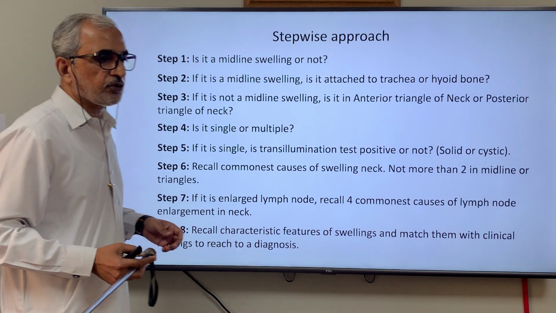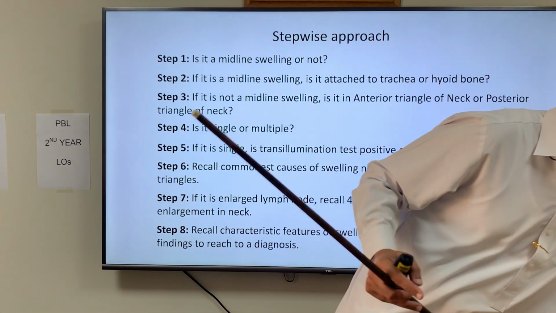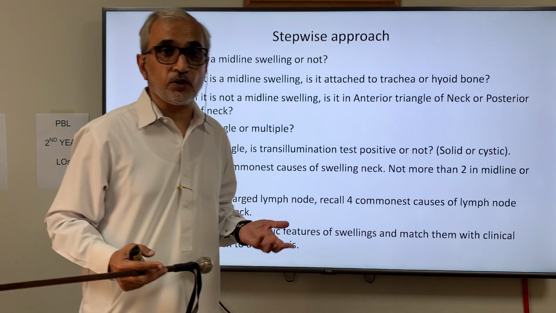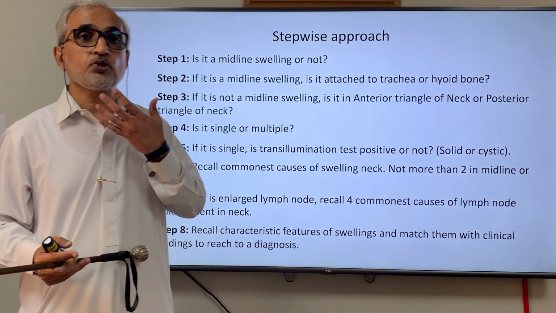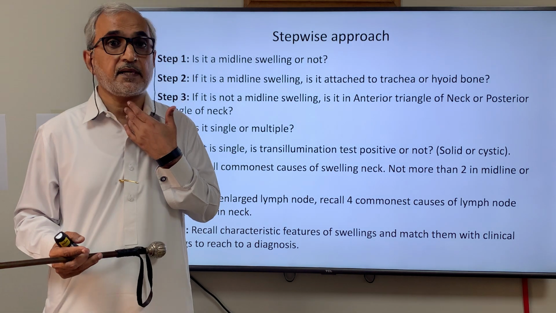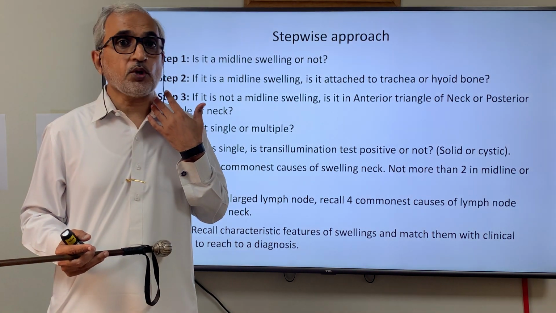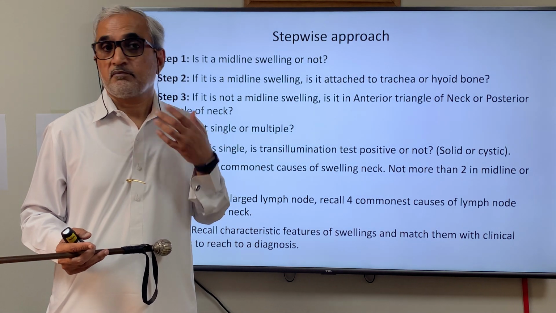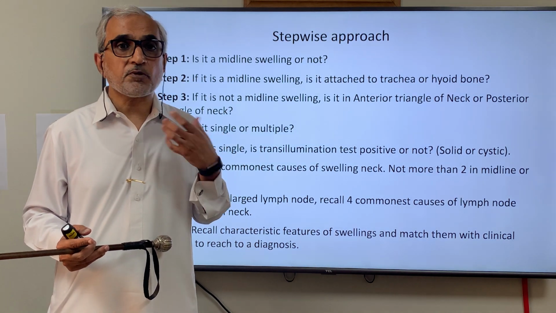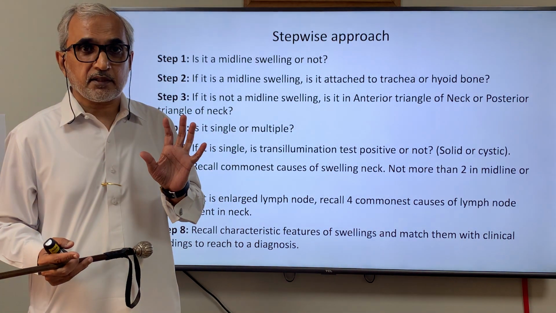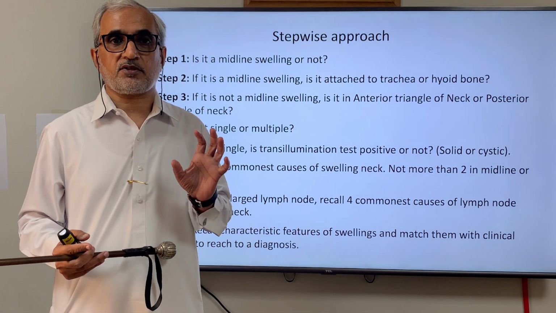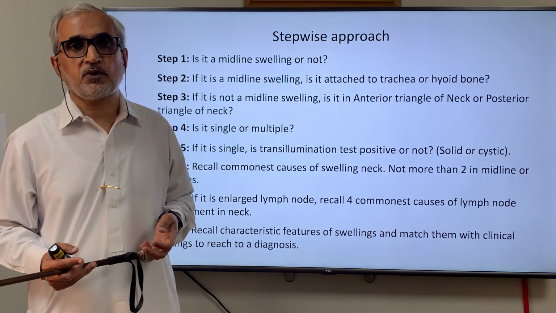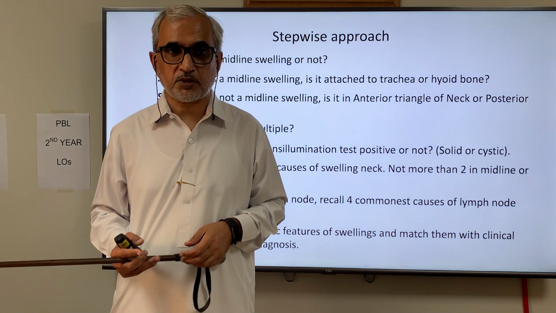Now, since we know this, there are only 2 swellings which are common in the midline. There are 2 or 3 swellings in the anterior triangle, 2 swellings in the posterior triangle. There are not many, so each swelling has characteristic features that you should know. Then match your clinical findings with those to reach a diagnosis.